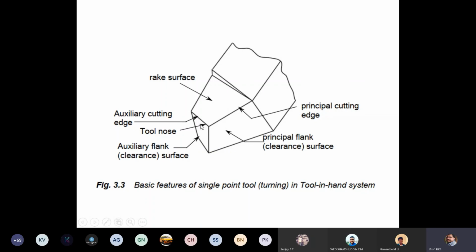In this tool in hand system, you can see only these surfaces and the cutting edges, whereas it is not possible for you to describe the tool angles. That is, you cannot measure the rake angle or the clearance angles. That is the demerit associated with the tool in hand system.